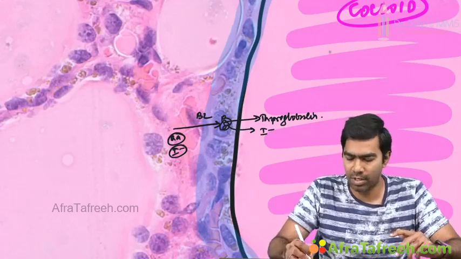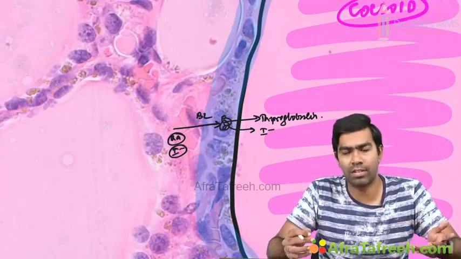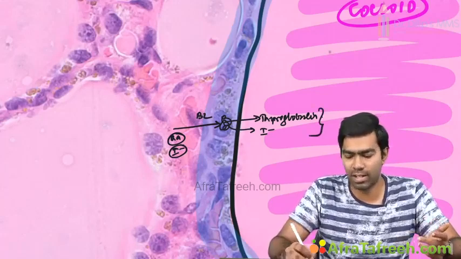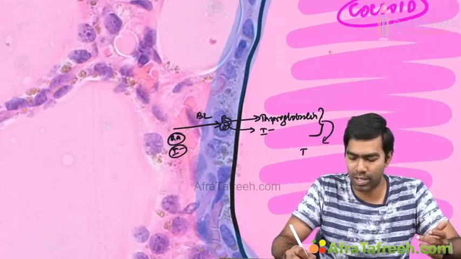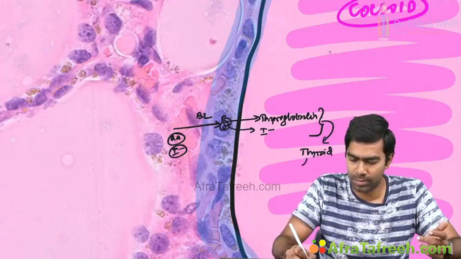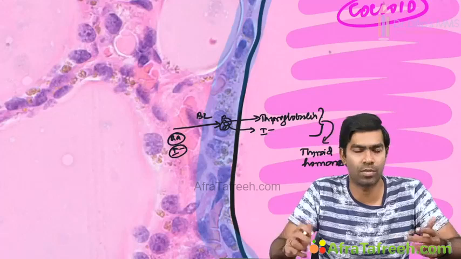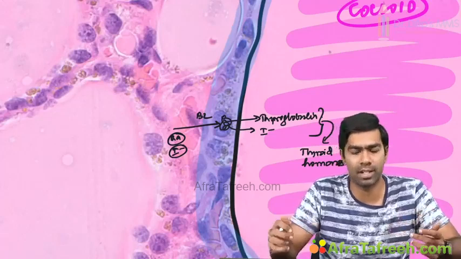At the same time, this iodine will become organified. This iodine will get attached to the thyroglobulin, and the thyroglobulin-iodine reaction will take place, and they're going to form the thyroid hormones like T3, T4, MIT, DIT. We'll discuss this in some time. The next video we'll be discussing the physiology. At that time I'll tell you what MIT, DIT, T3, T4 are.